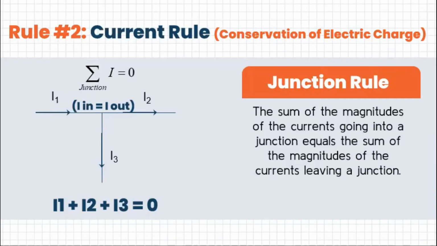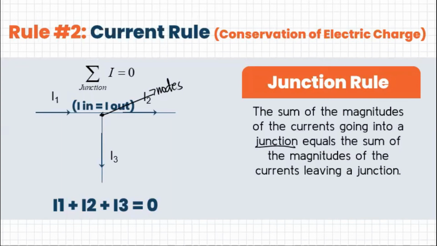So sabi po ni junction rule, or according to junction rule, the sum of the magnitudes of the current going into the junction, okay? Yung junction po dito is what we know as nodes. Okay, is equal to the sum of the magnitude of the currents leaving the junction. So, dito po, sa junction rule, everything that comes in must come out.